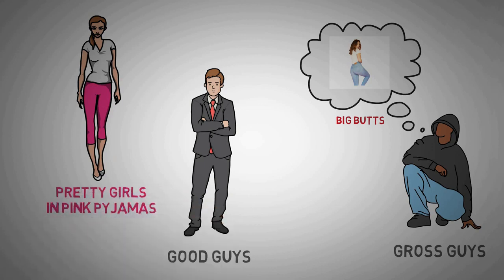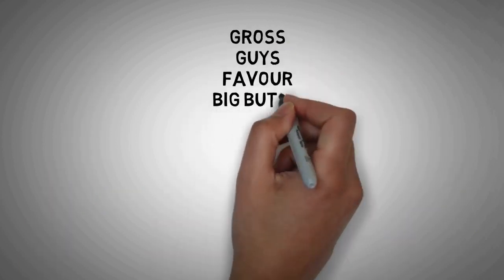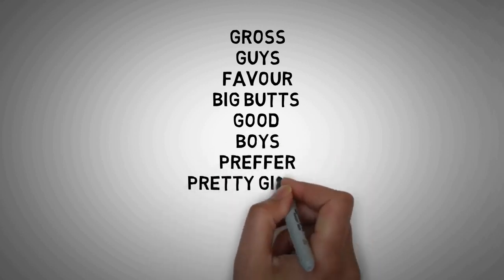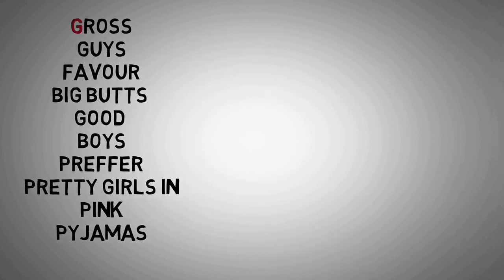Okay? Now you may ask, what does all of this have to do with the breakdown of glucose? Well, this story actually brings us to our first mnemonic. Gross guys favor big butts, but good boys prefer pretty girls in pink pajamas. This mnemonic is based on the following substances.